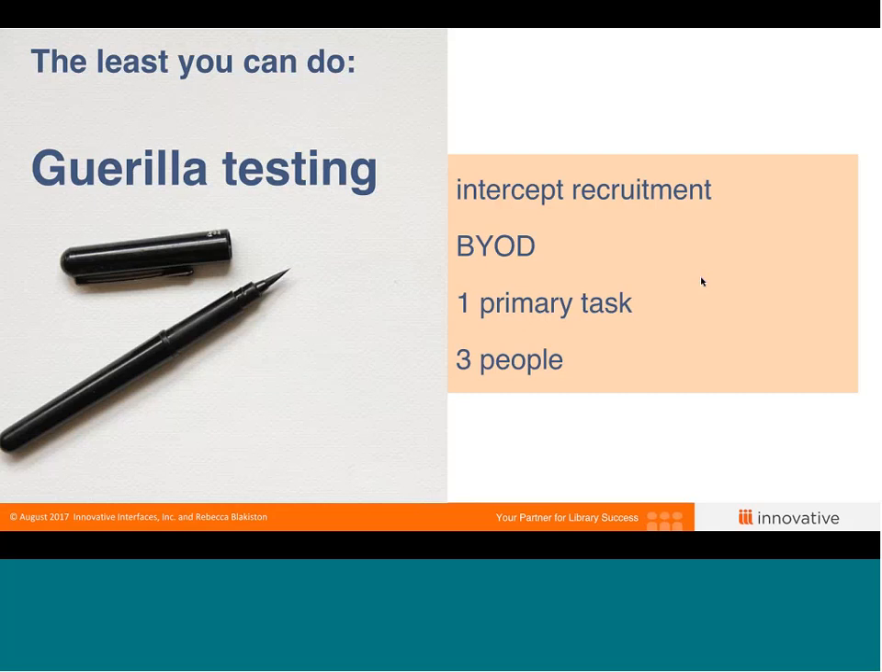And talking about the least you can do, so time is always an issue, and justifying spending a lot of time doing this work can be hard, especially if you have a job where this isn't really part of your regular job. So guerrilla testing, keeping it very simple. Intercept recruitment we talked about. Bring your own device. You don't need to get fancy equipment to do this. You can just focus on one primary task that's most important to people and start there. So start small, start with 3 people, bag of candy, and see what you can find.